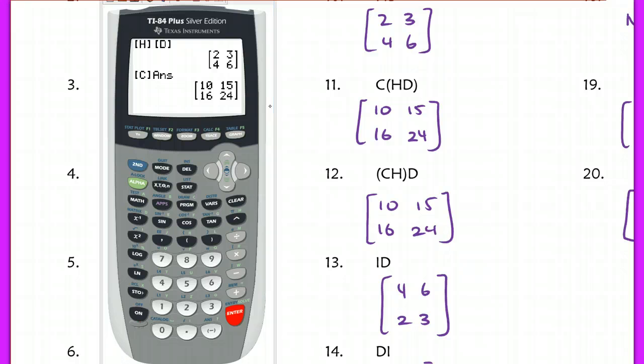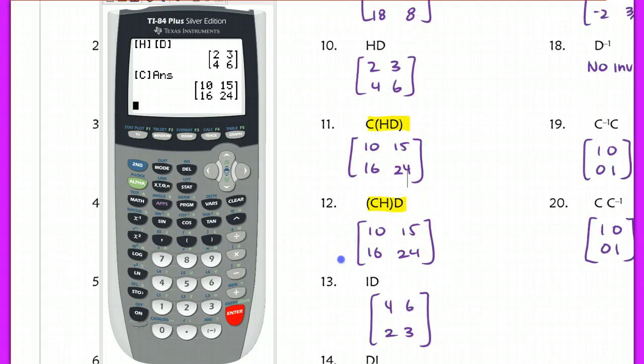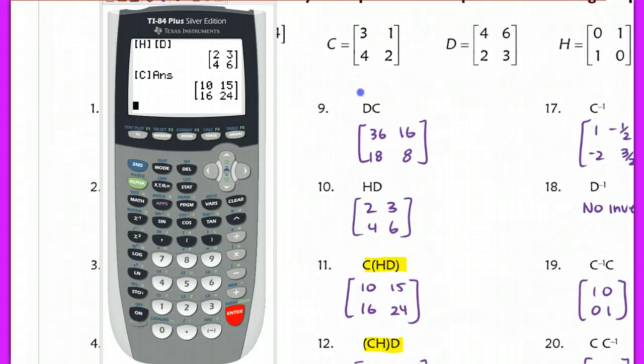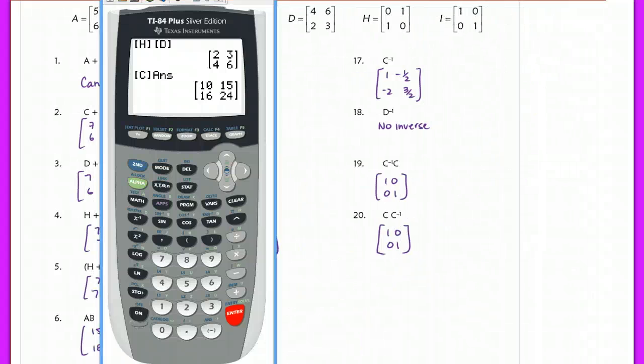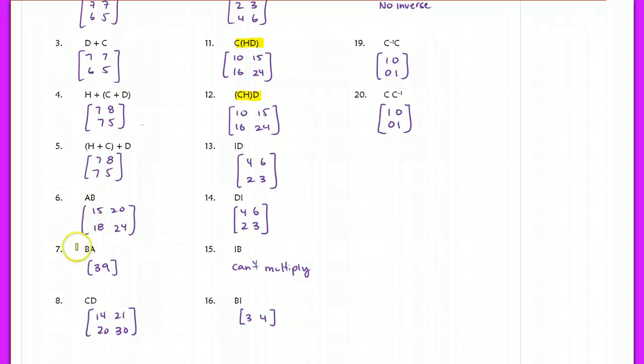Now this one is a little bit more straightforward to actually put into your calculator, because you can just put C times H and then multiply that answer by D. But you do get the exact same thing. So this property does hold true here for matrix multiplication. It just doesn't when you switch the order of the multiplication, like in problems 7, 6, and 7 here. A times B is not the same as B times A, clearly, because you get two different size dimensions here.